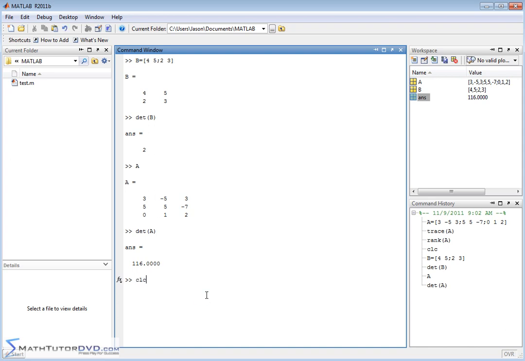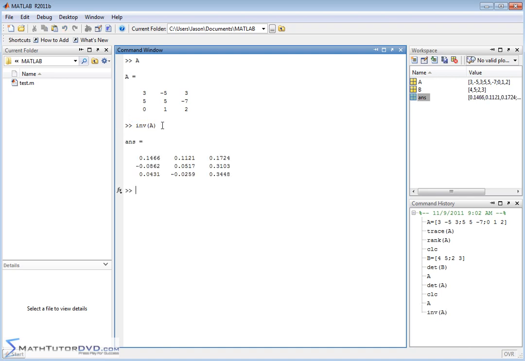Okay, and then finally, I want to teach you how to calculate the inverse. So here I have matrix A. To calculate the inverse, it's just INV matrix A. So you just have the function called inverse, INV, and you pass it the matrix, and what you get back is another matrix. The thing that students sometimes get confused about is when you take the determinant of a matrix, you should always expect a number. That's what you get back, a number.